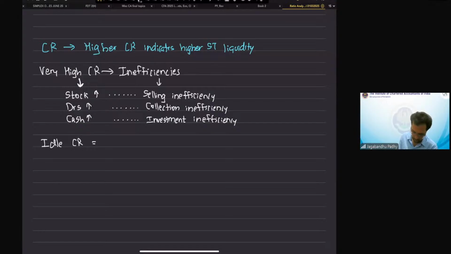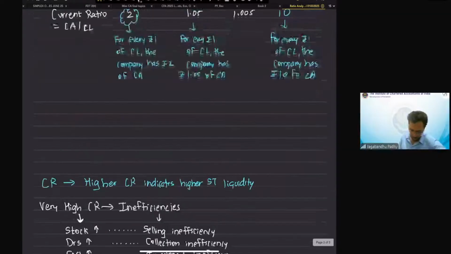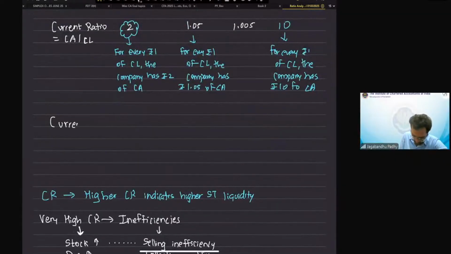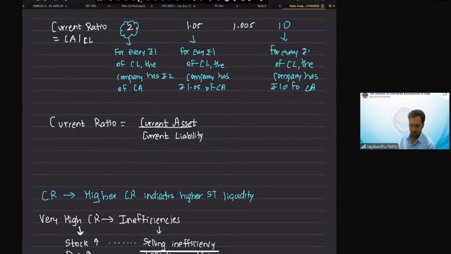What is the ideal current ratio? Well, ideal current ratio is 2. It means for every 1 rupee of current liability, there should be 2 rupees of current asset. So in a nutshell, we can say current ratio will be current asset upon current liability.